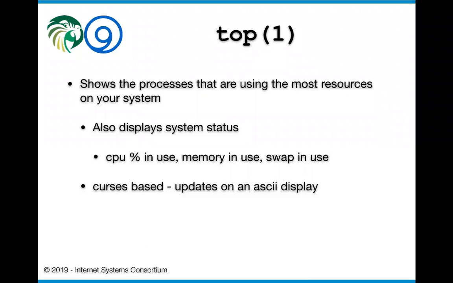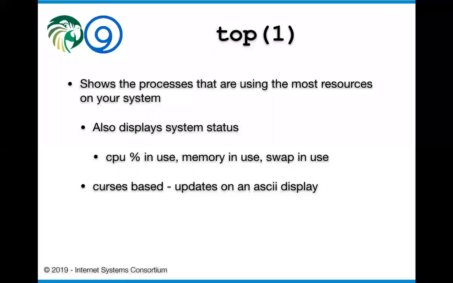The top command. Well, you know that your machine is getting really sluggish. Your server's getting sluggish for some reason, and you don't really know why. Well, you might want to look at top, because top shows you the processes that are using the most resources on your system. It's also going to display some system status. For example, the percent of the CPU that's in use, the amount of memory that's in use, swap space, and it is curses based. So it gives you a kind of sort of graphical interface, but on an ASCII terminal.